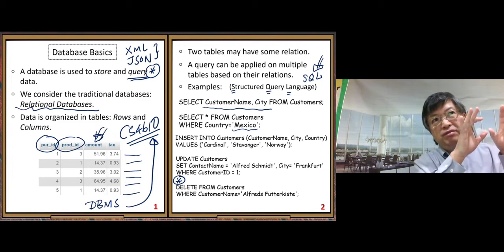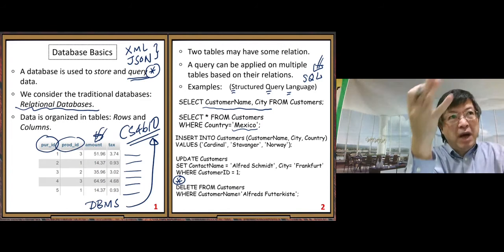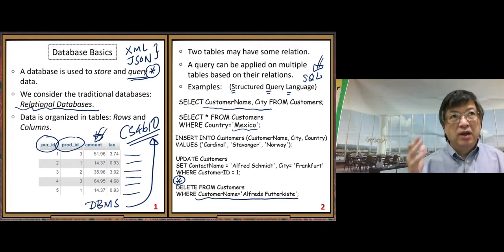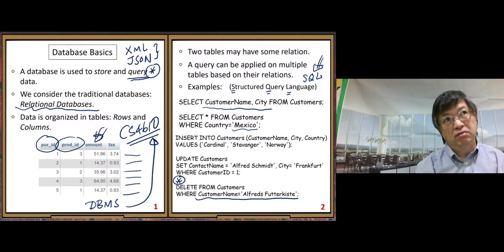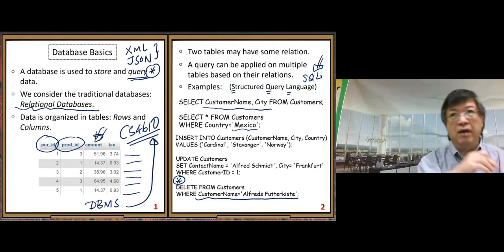Because if you execute it by some mistake, especially when you specify the condition, you may delete a lot of useful data and you cannot recover. So that is very dangerous. When you use it, you should be very, very careful. Delete. All right.